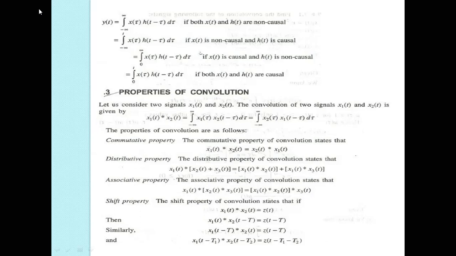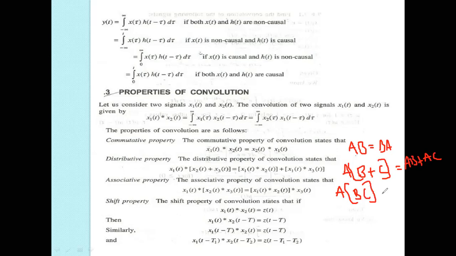Okay, my dear students. The commutative property means AB is equal to BA. Coming here, A into B plus C, where A is x1, B is x2, C is x3, is equal to AB plus AC. And the associative property is A into B into C, where A is x1, B is x2, and C is x3, equal to AB into C. All the resultant values are the same, my students.